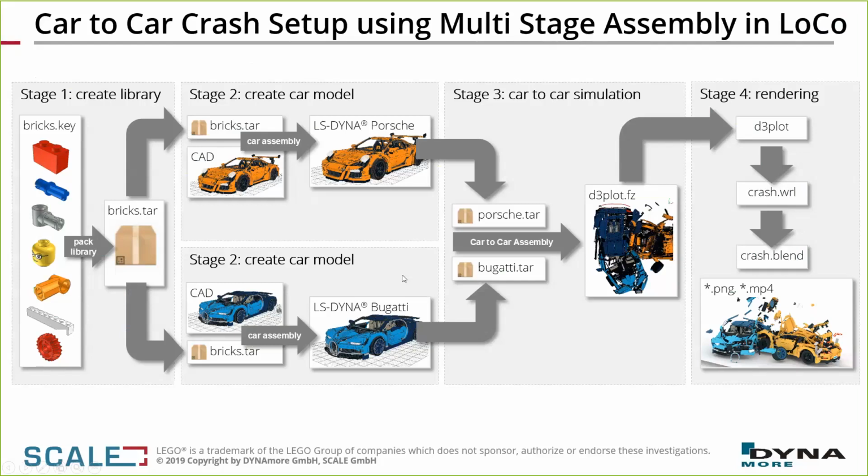So in order to create the car-to-car crash model, I imported the results of the models, the Porsche and the Bugatti, into my car-to-car project, which then just had to position the different cars using transformation cards in LS-DYNA. And within that car-to-car project, I created the actual D3 plot files, the LS-DYNA result files for the car-to-car crash simulation. And these result files I linked to a 4th stage, which is doing the rendering with Blender.